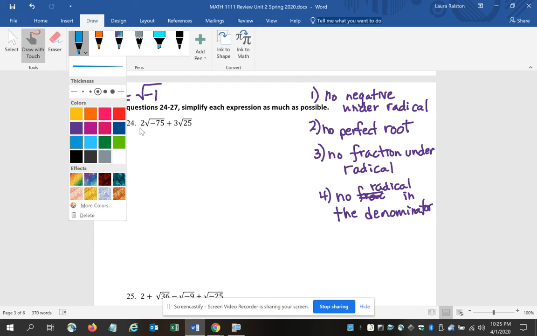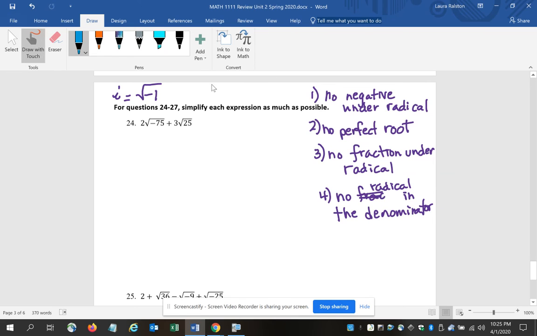Okay, so the first one, we have 2 times the square root of -75 added to 3 times the square root of 25. I want to talk about this part over here, 3 square root 25, first, because I hope you can simplify that pretty easily. The 3 just kind of hangs out with us. Square root 25, hopefully you realize that's 5 times 5, that's a perfect square. So square root of 25 is 5, and then 3 times 5 would ultimately be 15.